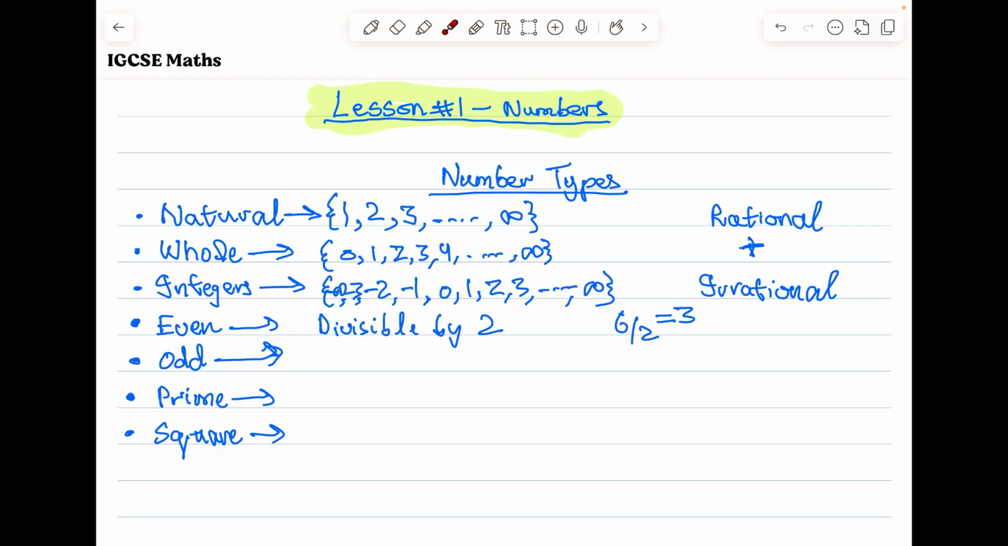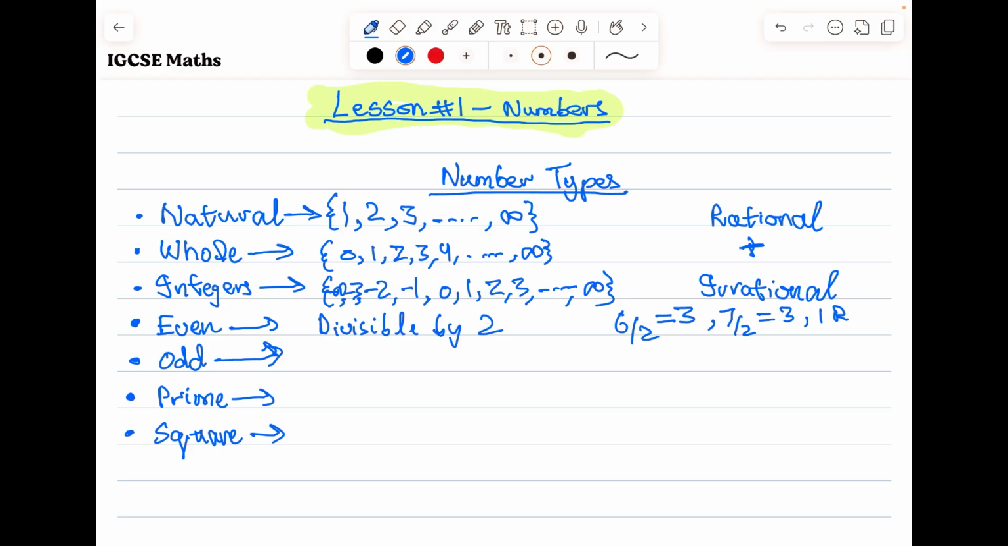For example, if we were dividing 7 by 2, we would have gotten 3, but we would have gotten 1 as remainder. So that's the remainder, a very basic concept that you're already familiar with. So even numbers are ones that, when you divide them by 2, have zero remainder. For example, 2, 4, 6, 8 are all even numbers.